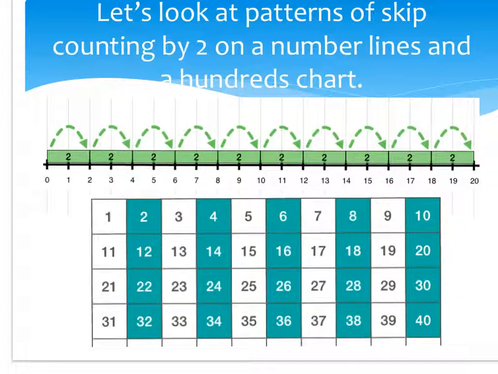The same thing on my hundreds chart. It goes 2, 4, 6, 8, 10, 12, 14 and continues. On the number line and in the hundreds chart, you can see that every time I start at a number, I'm going to go up 2, which is skip counting by 2. I started at 2 and I go up 2. Look at the numbers where it ends on my number line and where I have it in my hundreds chart, and let's start looking at the pattern. What are the things that you're noticing?